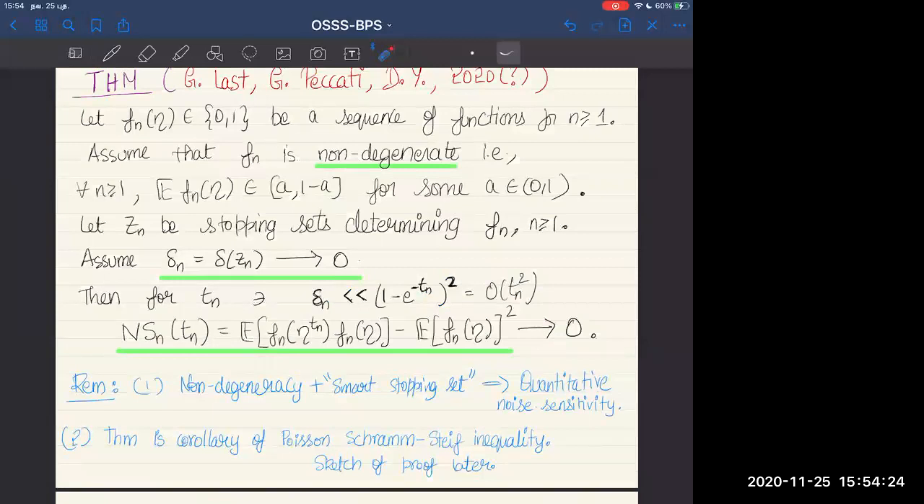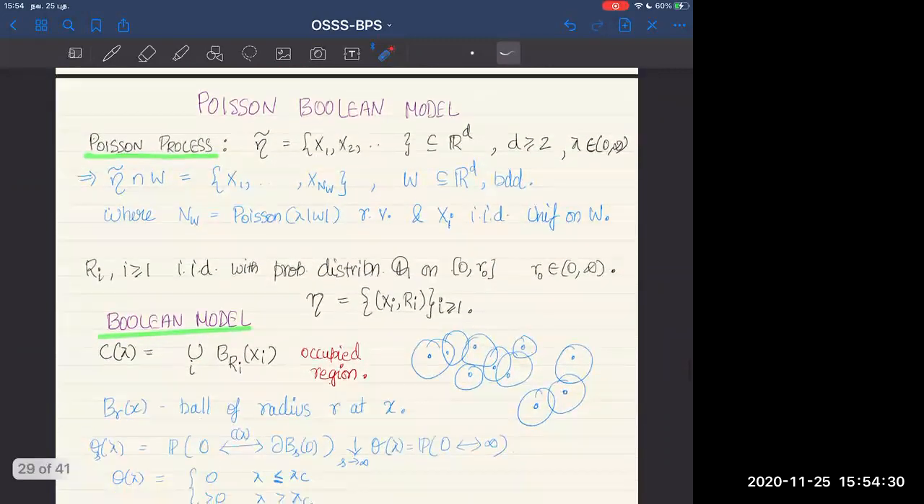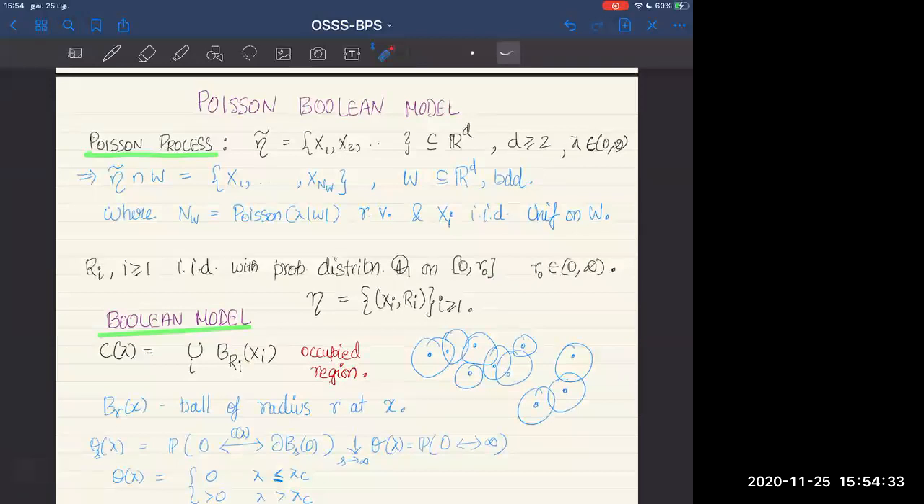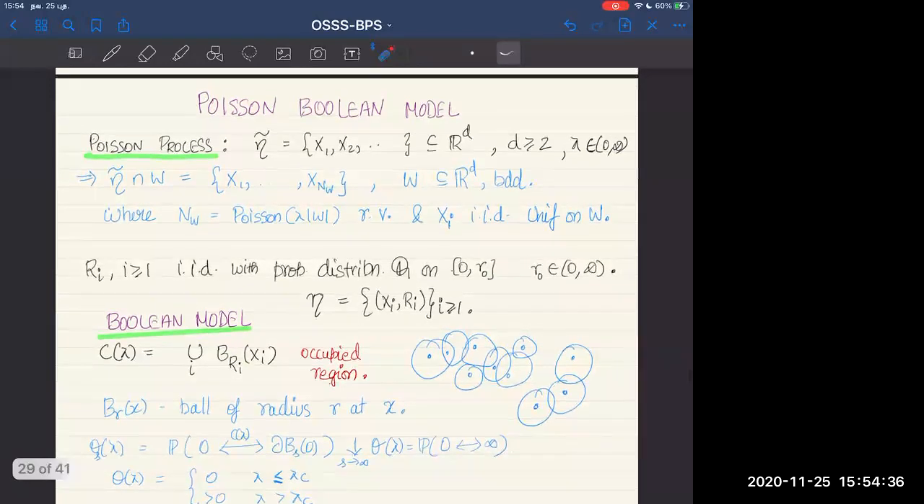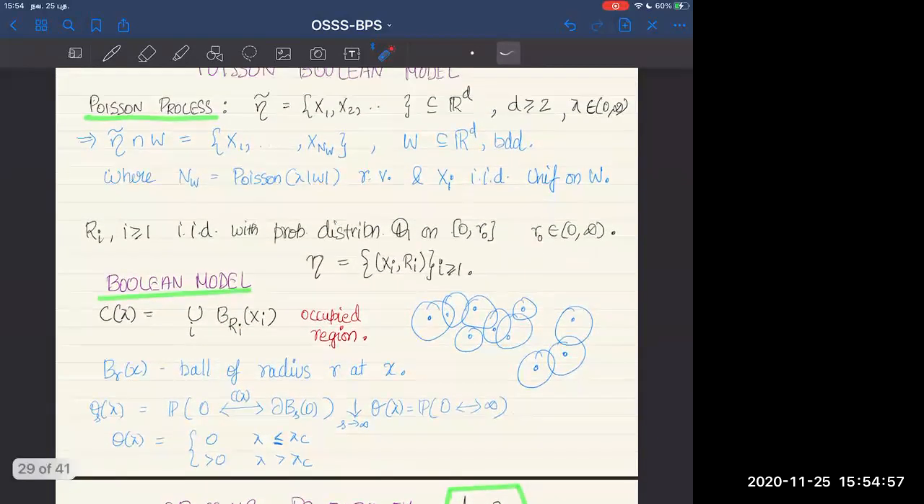So let's give an application. Again, rehashing the slide on the Boolean model, recollecting the notation: I have a Poisson point process, the xi, and the ri are radii bounded above, all by some r naught. I look at C lambda to be the union of all the balls centered at xi of radius ri. And remember, what did we show in the last talk? There is a lambda c such that above lambda c, theta lambda is positive, and below lambda c, theta lambda is 0.